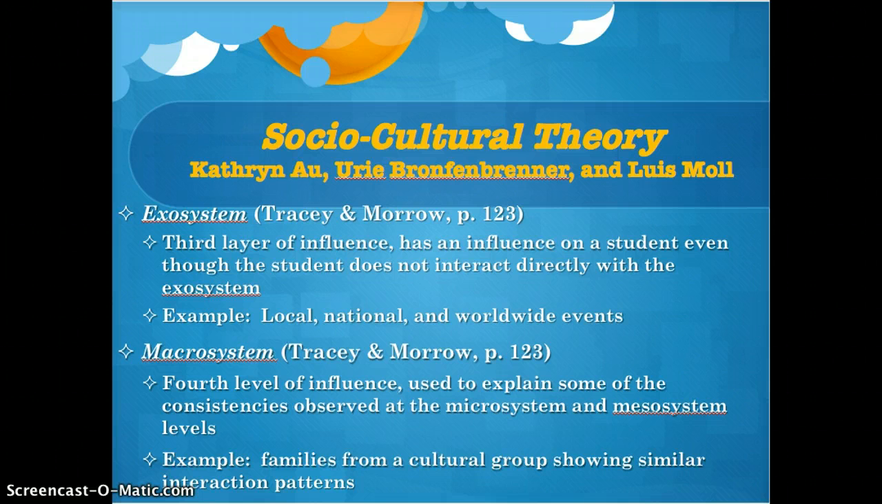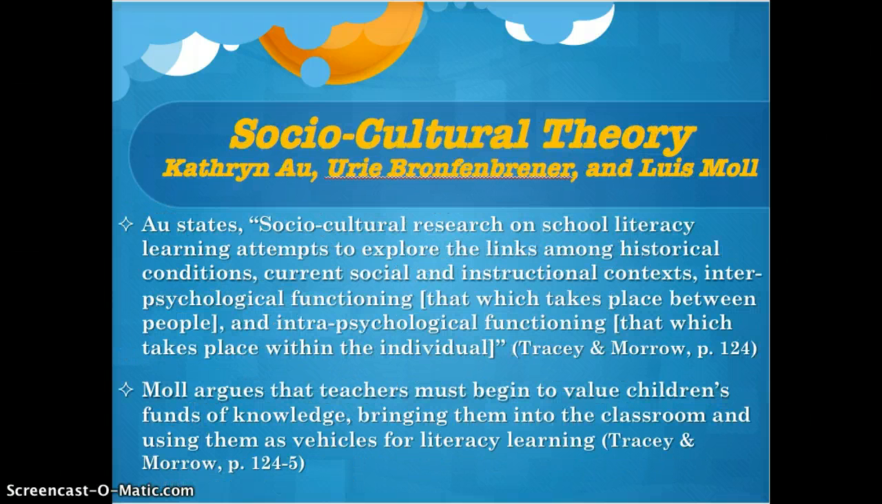Exosystem, the third layer of influence, has an influence on a student even though the student does not interact directly with the exosystem. Example: local, national, and worldwide events. Macrosystem, the fourth level of influence, is used to explain some of the consistencies observed at the microsystem and mesosystem levels. Example: families from a cultural group showing similar interaction patterns.